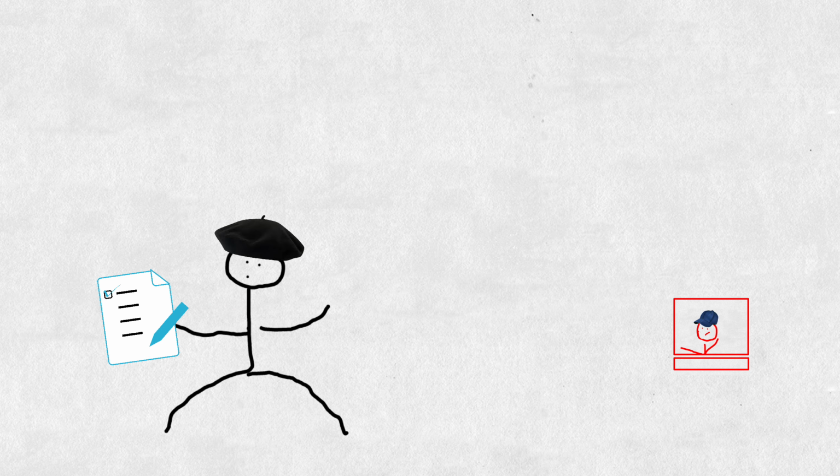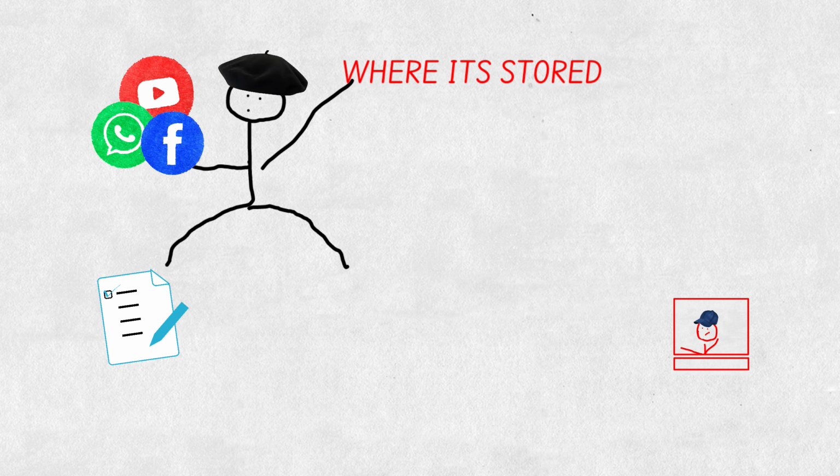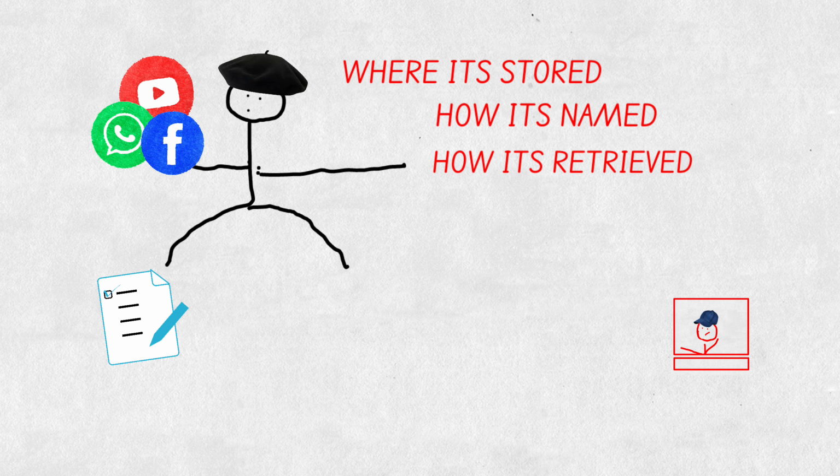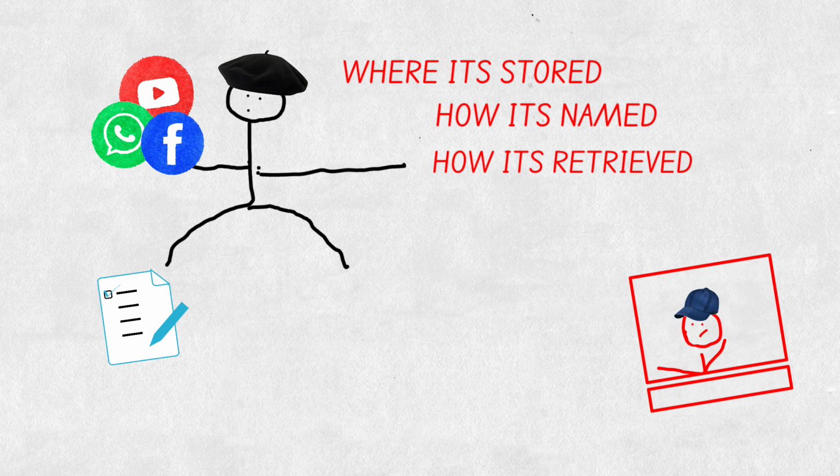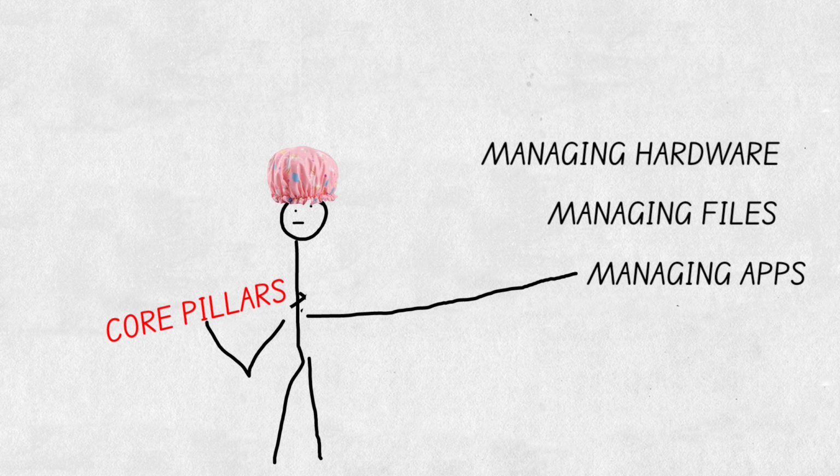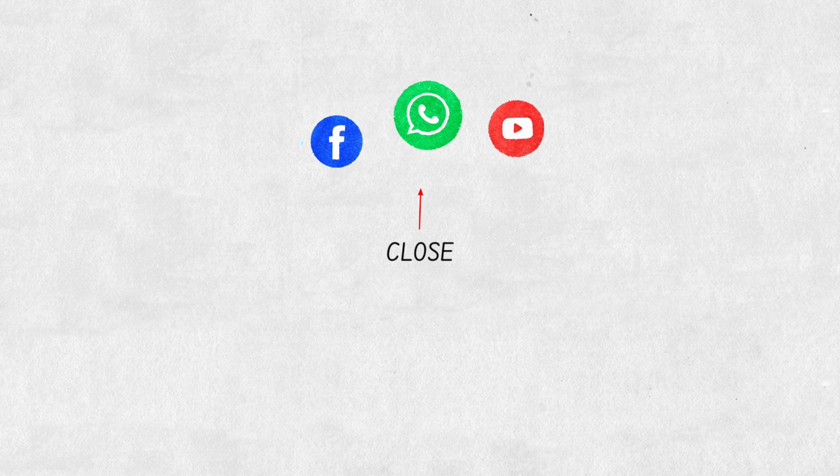2. Managing files. Every photo, assignment, app, the OS decides where it's stored, how it's named, how it's retrieved, how not to accidentally delete your whole life. When you find an old photo you don't remember taking, thank your OS for not losing it.